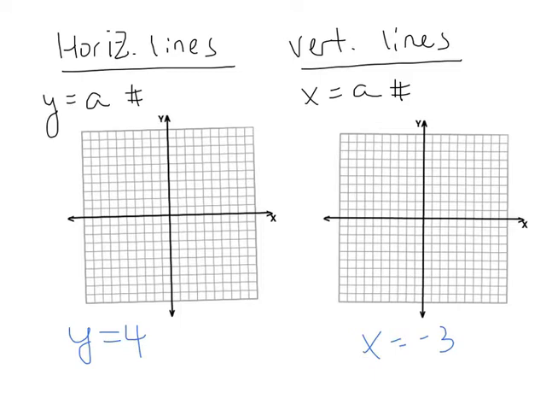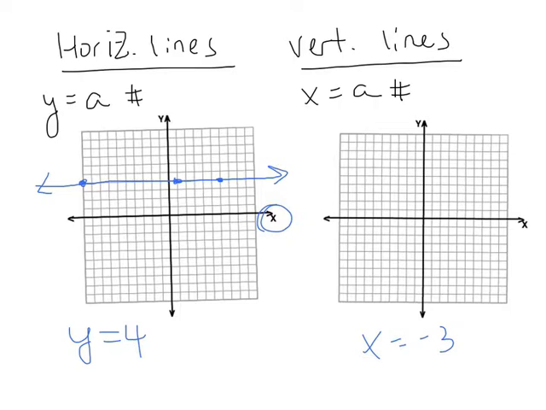Notice in this first equation, y equals 4, there's no x, it's just y is 4. So no matter what x does, how far we go left and how far we go right, the y coordinate is always going to be 4. So if x is 1, y is 4. If x is 6, y is still 4. If x is negative 10, y is still 4. So no matter what x does, y is going to be 4, and that gives us a horizontal line.